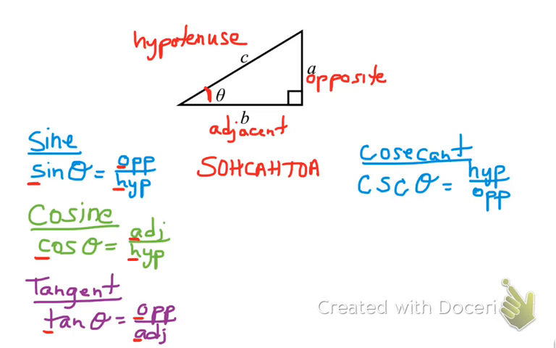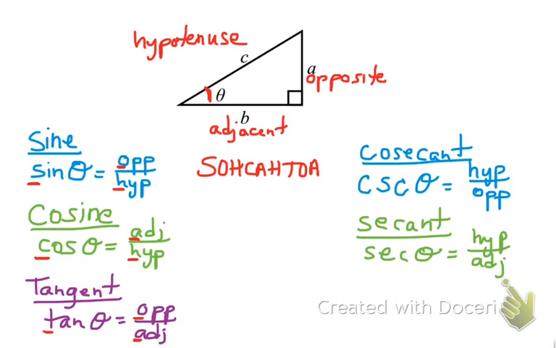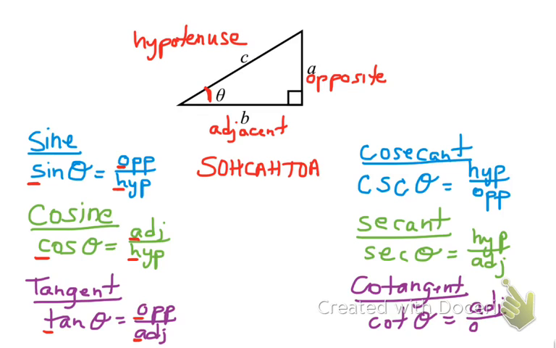The fifth trig function is called the secant. The secant, abbreviated SEC, of theta is the hypotenuse divided by the adjacent. And lastly, we've got the cotangent, abbreviated COT. The cotangent of theta is equal to the adjacent over the opposite.